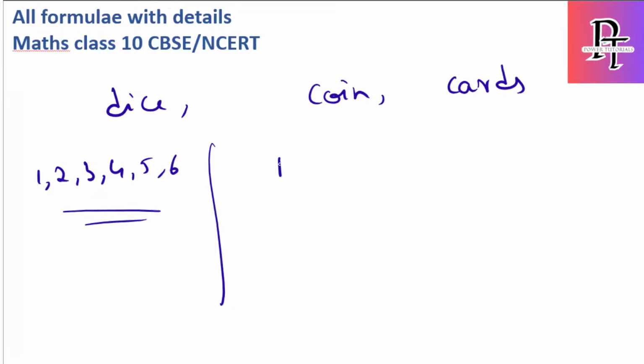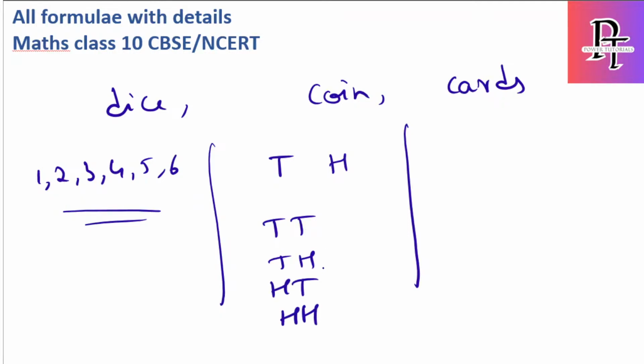Whereas for a coin, we have only 2 cases, which are tail or head. If 2 coins are tossed, then it will be TT, TH, HT, HH. So if they ask you what is the probability that 2 heads come, then favorable is 1, but total is 4, so it is 1 by 4. In this way for a coin we can understand how to get the probability of getting 2 heads when 2 coins are tossed.